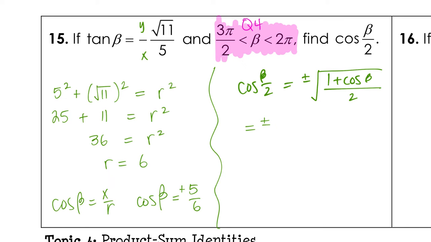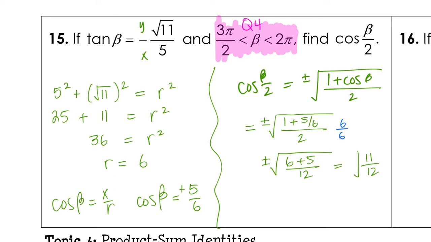Plus or minus square root of 1 plus 5 over 6 and then over 2. So just like before, anytime I have a fraction within another fraction, I'm going to multiply by whatever the denominator is. So I'm going to multiply by 6 over 6. So then that would be plus or minus square root of (6 plus 5) over 12. Now 6 plus 5 is 11. So now I'm up to this point.